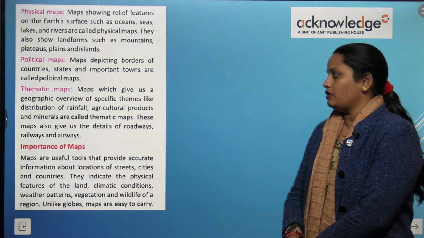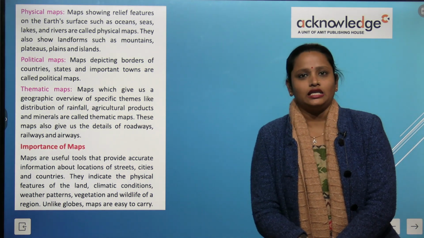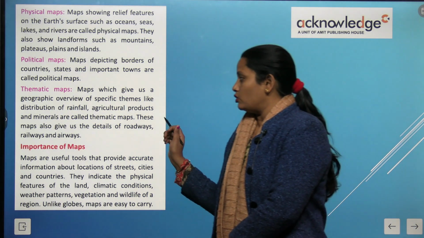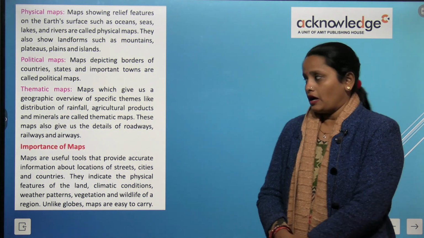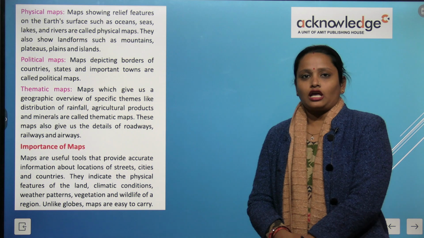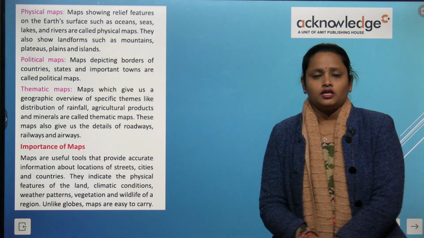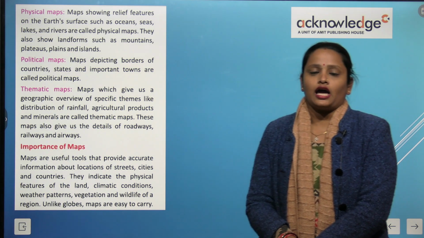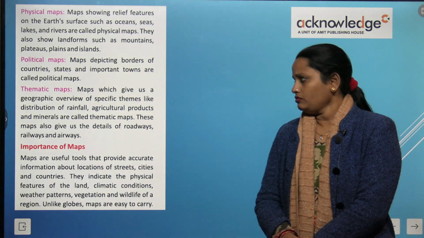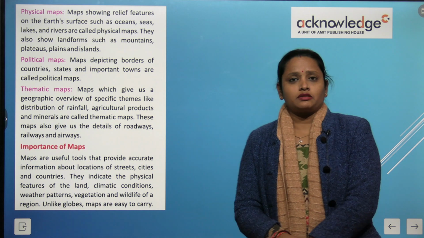These maps also give us the detail of roadways, railways and airways. और ये जो मैप है हमें रोडवेज के बारे में बताते हैं, रेलवेज और एयरवेज के बारे में भी बताते हैं. So these type of maps are called thematic maps. So children, हमने 3 तरीके के मैप्स के बारे में यहाँ पढ़ा, physical, political and thematic map. Now अब हमने मैप्स के बारे में पढ़ तो लिया.